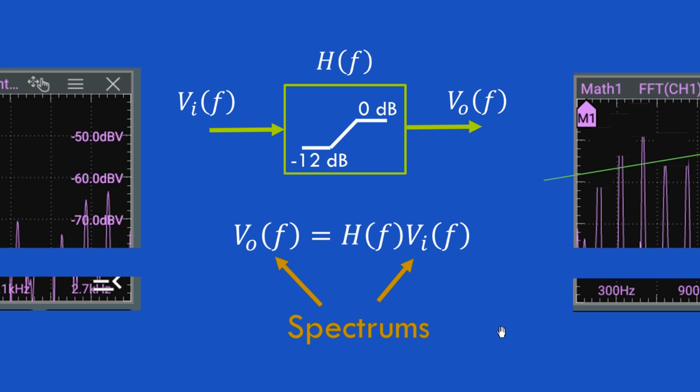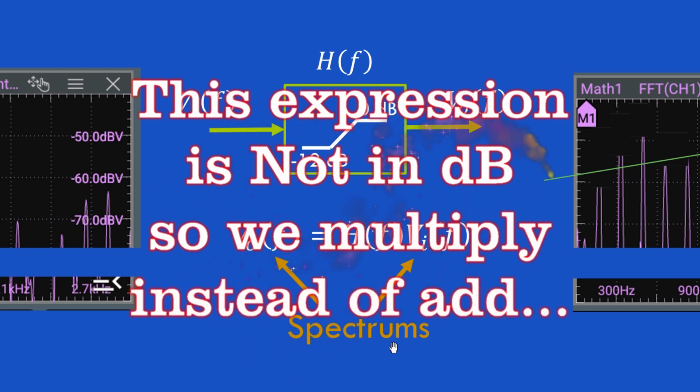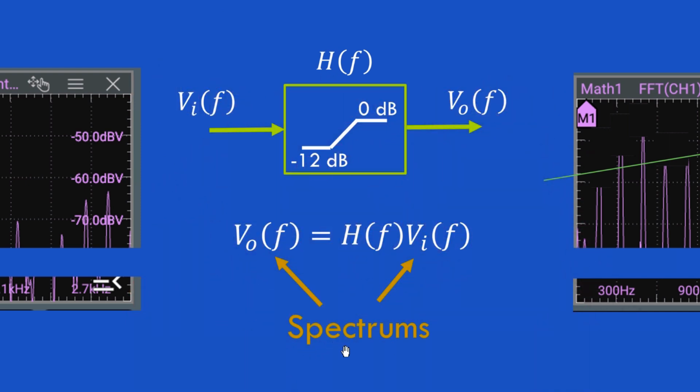And final thing of note on this slide, before we had just phasors here, but now we can put the whole spectrum there, V in of F and V out of F. V out of F being H of F times V in of F. So we now just put spectrums where we had just phasors before.